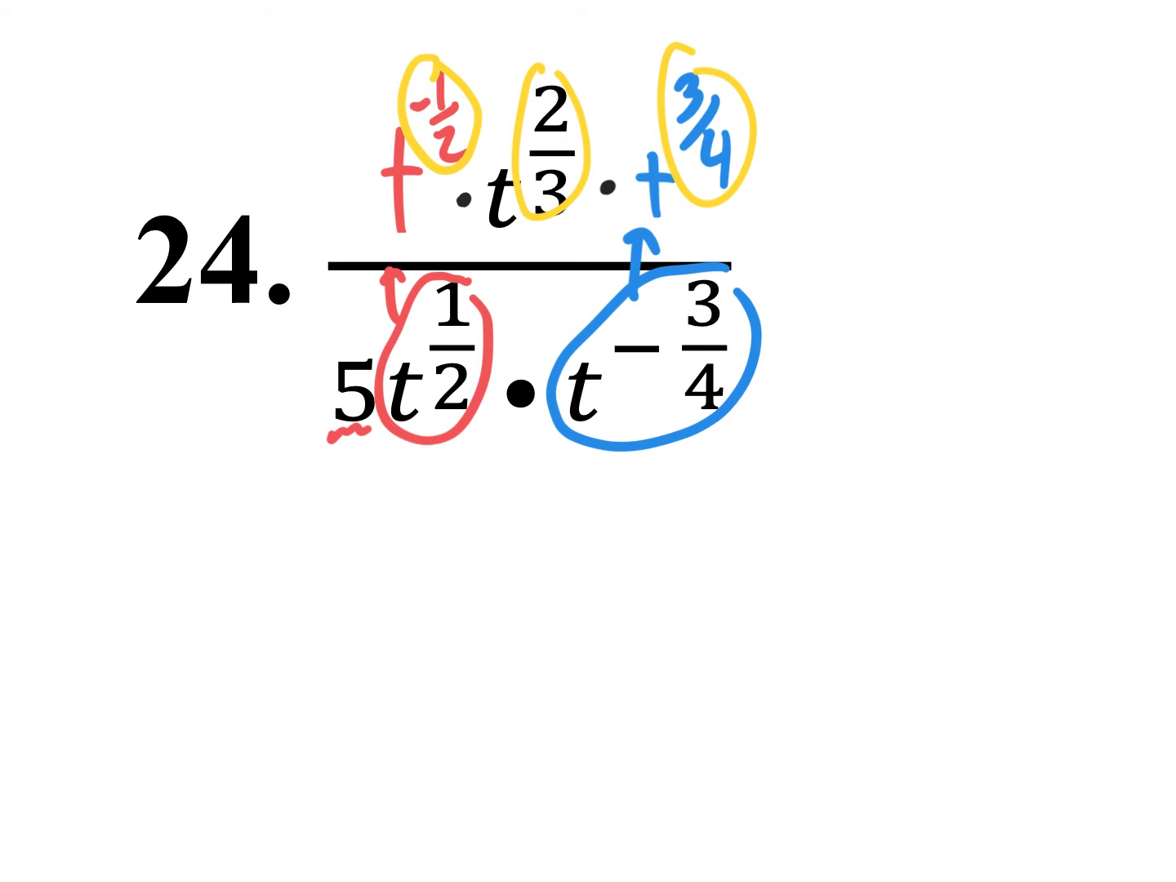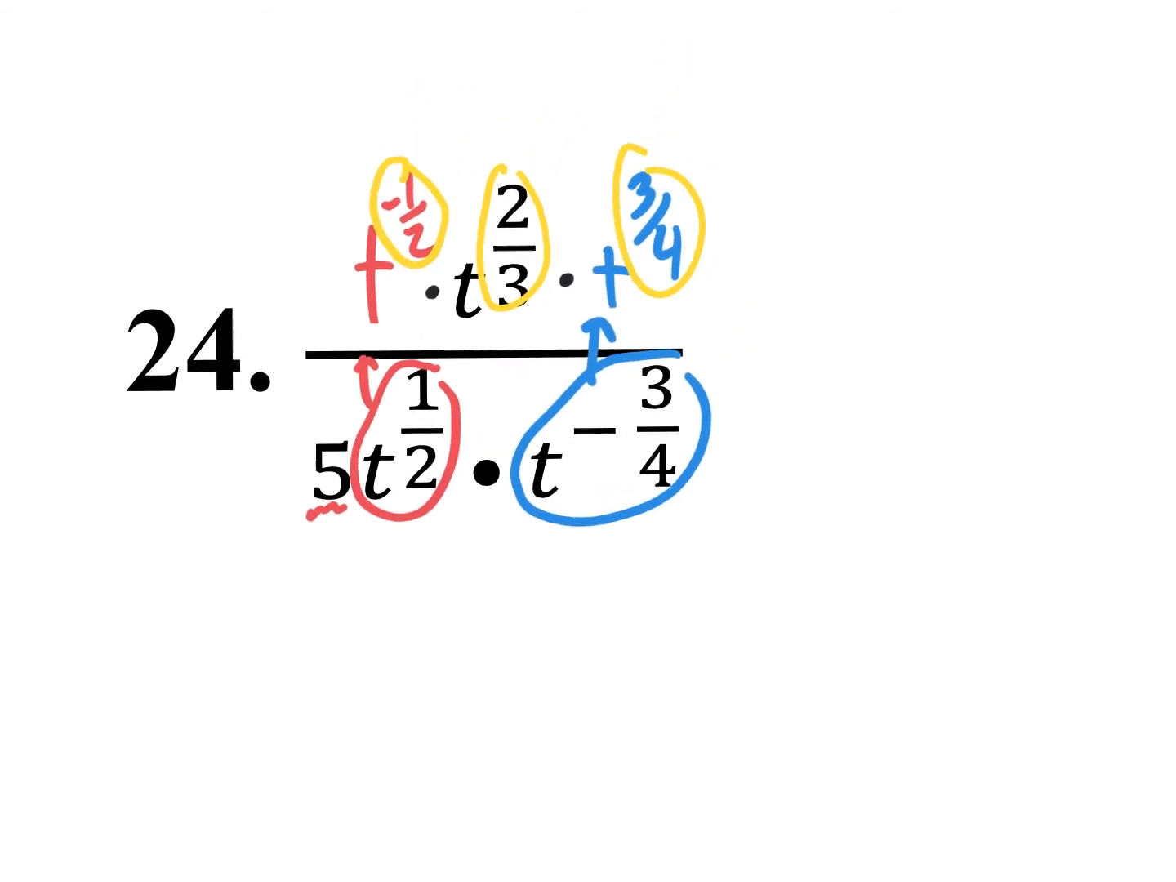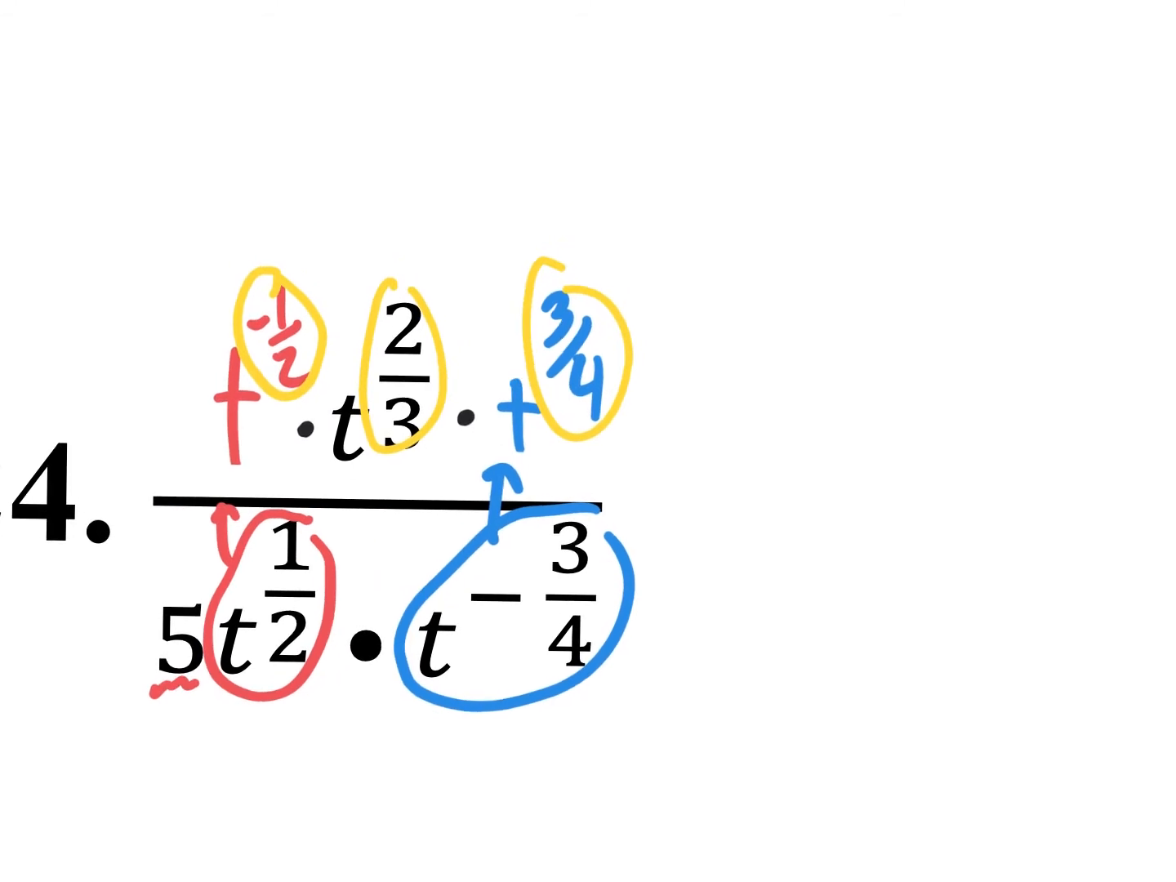So when you're multiplying with the same base, you really add those exponents. So it becomes a simple addition subtraction problem of fractions. So I have the negative 1/2 plus 2/3 plus 3/4. So let's look at that denominator. The denominator is 2, 3, and 4. What's the common denominator, the lowest common denominator?